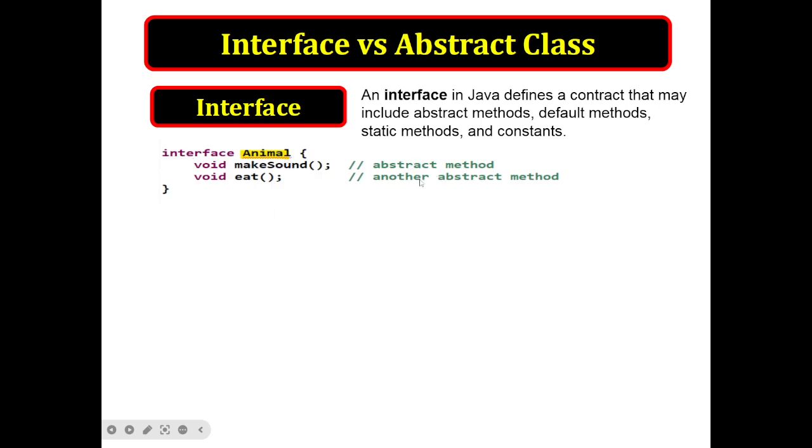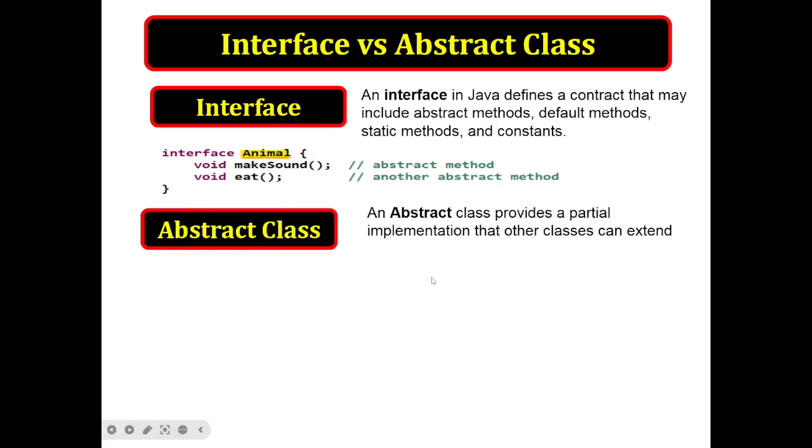So this is the animal interface which has some abstract methods like abstract method 1 and abstract method 2. From Java 9 onwards, in an interface we can add private methods which are used by default or static methods. Inside an interface we can define the contracts, which are only the declaration of the methods, and inside our class which is going to implement this interface, we are going to implement these contracts.